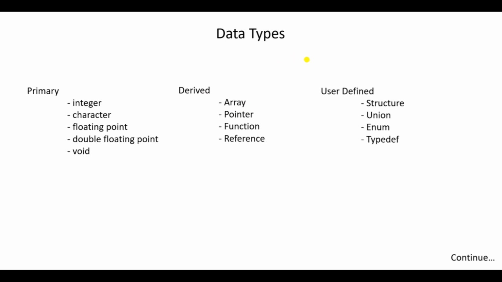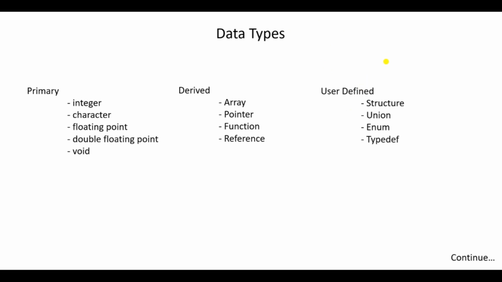The second type is pointer. Pointer is not actually a type, it's more like something to hold the address of any other data type variable. Let's say if a character variable is there, the character pointer will hold the address of the character variable. A character pointer cannot hold the address of an integer variable. That's why pointer is in the derived category.